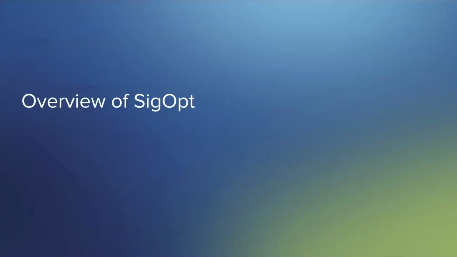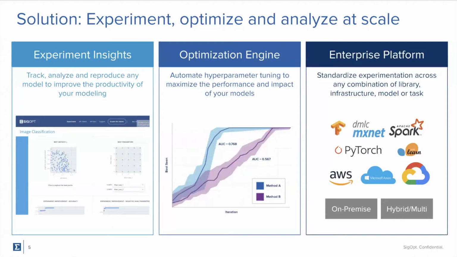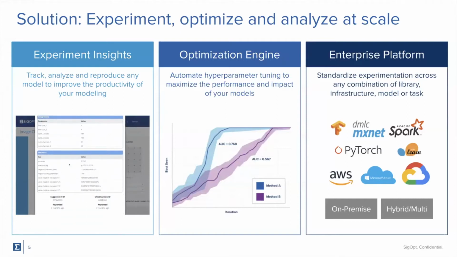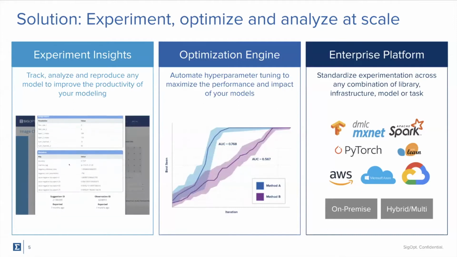As always, I'll start out by giving a very quick overview of SigOpt. We have a vision, which is to accelerate and amplify the impact of models everywhere. That means what we're trying to do is help you to do your job better and faster. In order to do so, we built a platform that sits over three different pillars. We have the experiment insights, which is where you draw information from the experimentation you've been doing. We have the optimization engine itself, and we have the enterprise platform.